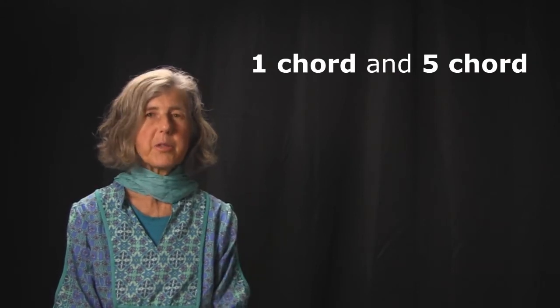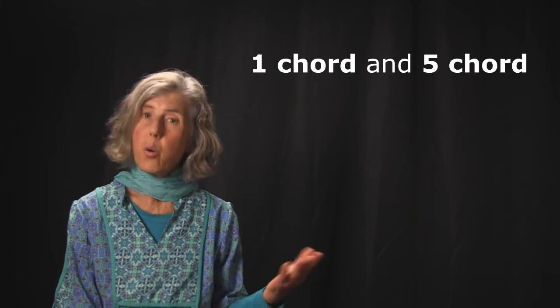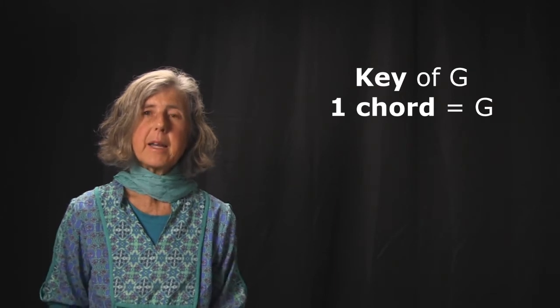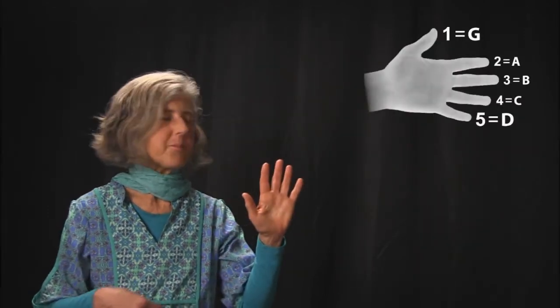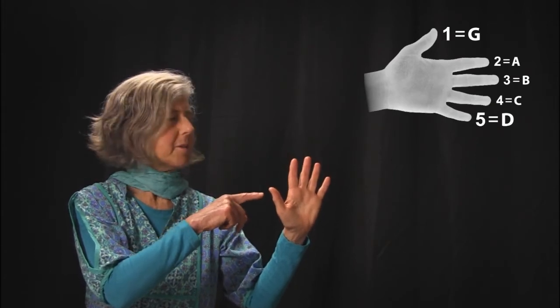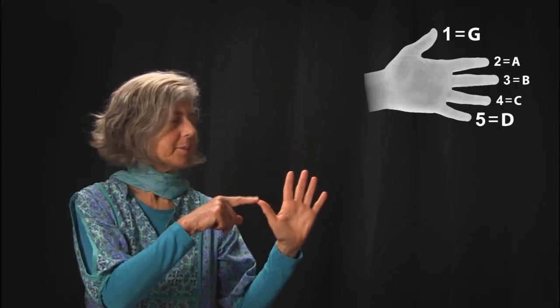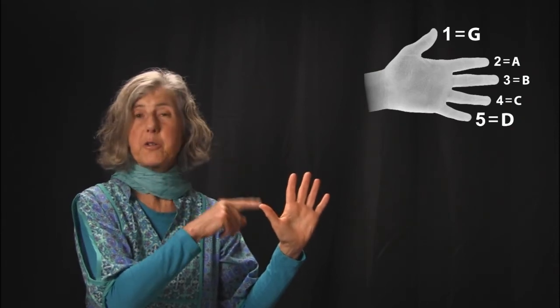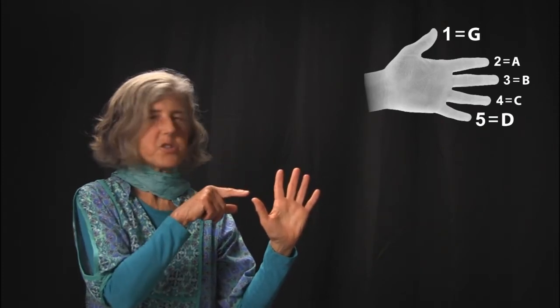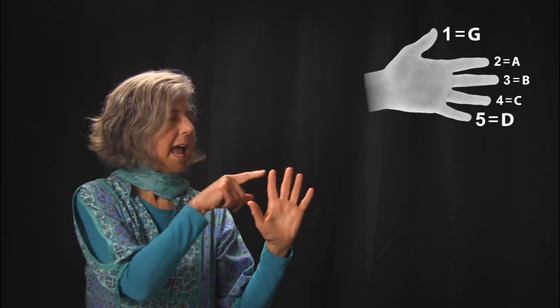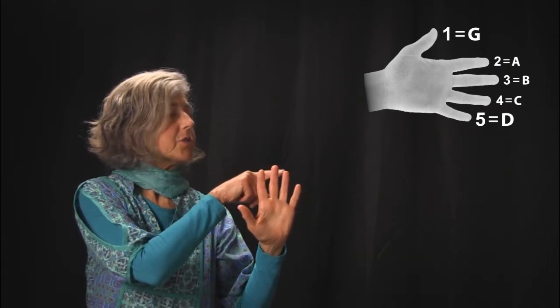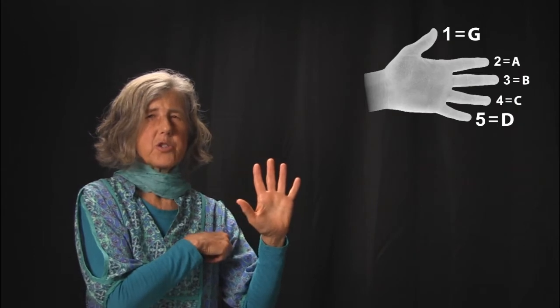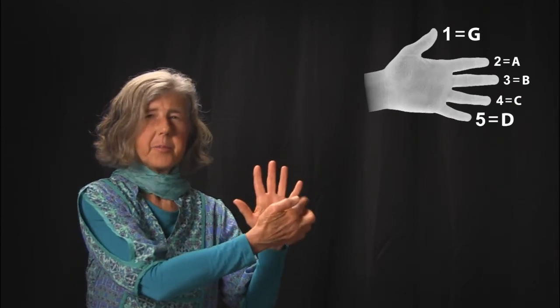Now, how do we find out what the 1 chord is and the 5 chord is? We already know that if we're in the key of G, our 1 chord is a G. But to find out what the 5 chord is, I'm going to put my hand up here. G is my 1 chord, or our 1 chord, I should say. G. Now, after a G, there's no H. It comes back to A. So G is our 1 chord. A is our 2 chord. B, C, D is our 5 chord. So for that Hot Cross Buns, we need a G and a D.